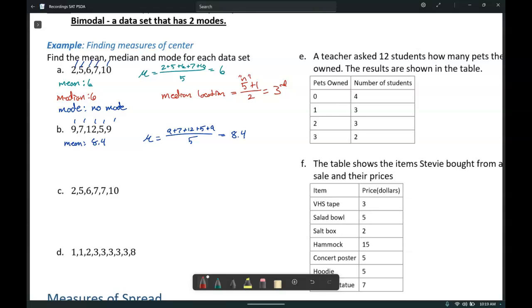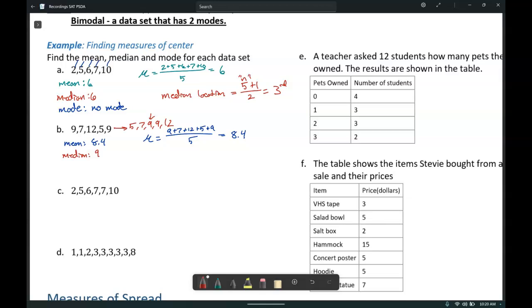Okay, so median, again, we have 5 data points, so our median value would be the middle number, at the third data point. However, these data values aren't in order, so we need to order them: 5, 7, 9, 9, and 12. So our middle value is the number 9. Our median is 9.